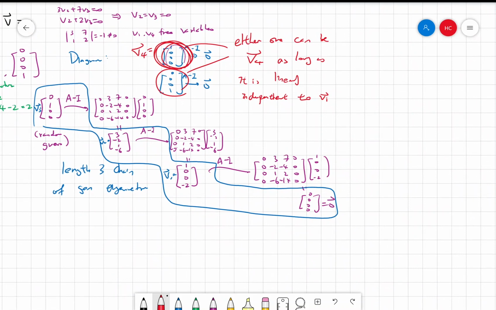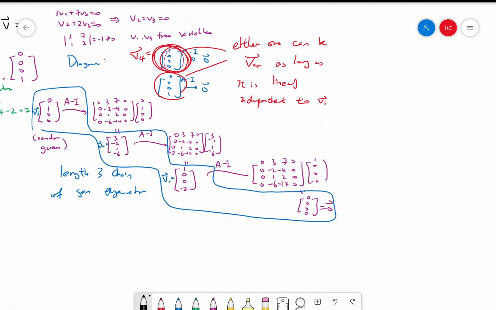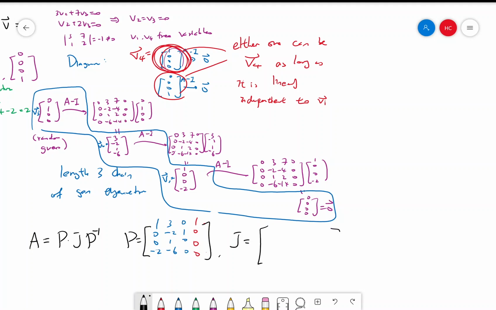So there you go. We get A is equal to P times J times P inverse. P is the matrix with v1, v2, v3, v4 being the columns. So it's 1, 0, 0, negative 2, 3, negative 2, 1, negative 6, 0, 1, 0, 0. That's v1, v2, and v3. And v4 is 1, 0, 0, 0. And J is the Jordan block.